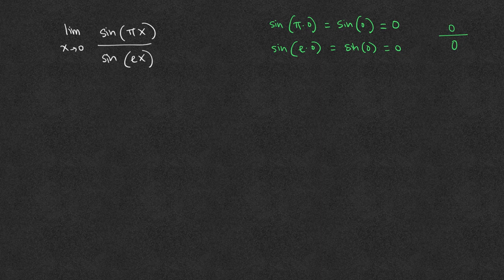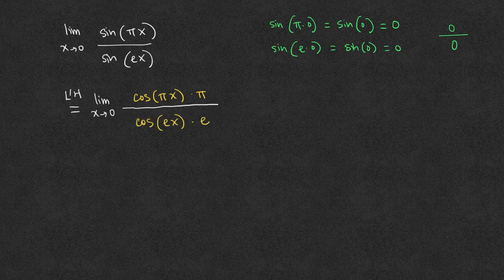And since both the numerator and the denominator are differentiable separately, we can use the L'Hopital rule. We state that to take the limit using the L'Hopital rule, once the condition is satisfied, we simply take the derivative of the numerator and the denominator separately. In the numerator, the derivative of sine of pi x is, using the chain rule, cosine of pi x times pi, pi being the derivative of the inner function pi x. In the denominator, it is cosine of ex times e.